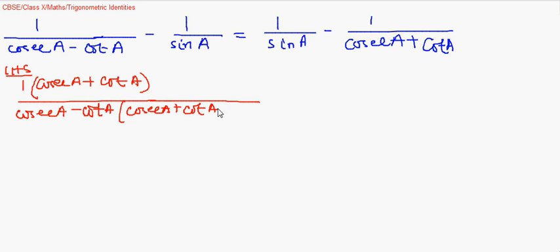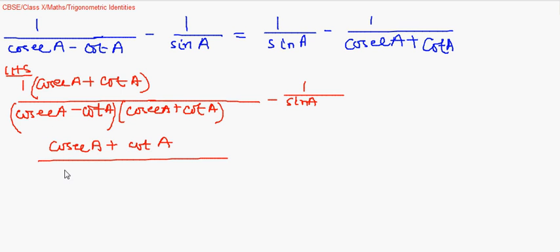Let me keep the first term in the bracket as well. The rest of 1 by sine A will remain as it is. Now the numerator, cosec A plus cot A, will remain as it is, and in the denominator, let me write it down first. The one below will give you, under A plus B, A minus B, cosec square A minus cot square A.